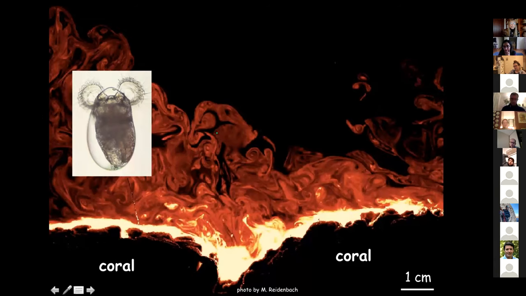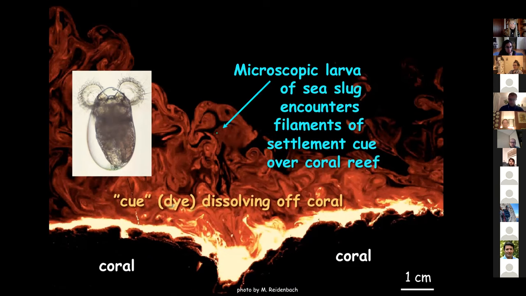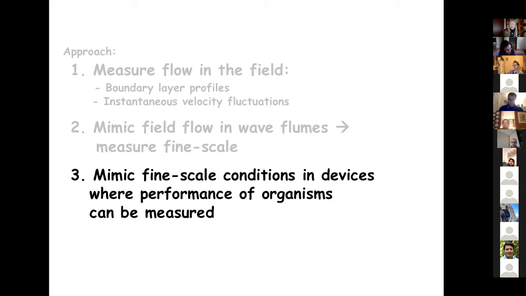I'm now going to tell you the example of the larva of a sea slug that lives on coral reefs. This is a planar laser-induced fluorescence image of the cue coming off the coral, and the brighter and lighter the pixel, the higher the concentration. If we think about a microscopic larva of the sea slug swimming in this odor concentration field, we see that as it moves along, it's going to go from where it's black, where there's no odor, and move through a filament of odor and then be in no odor again. So can we mimic the fine scale condition of odor filament encounter to see what the larva might do?